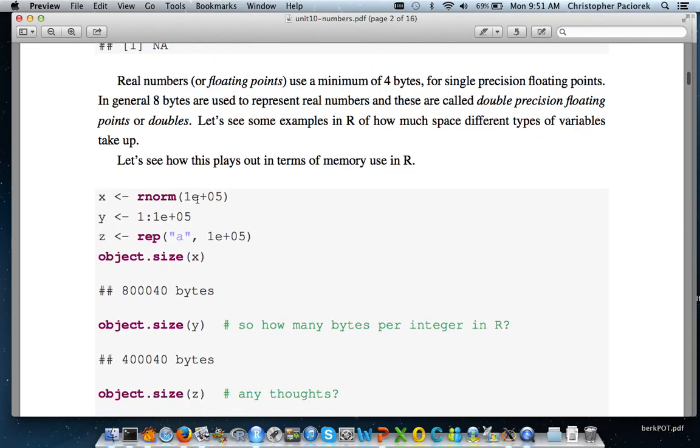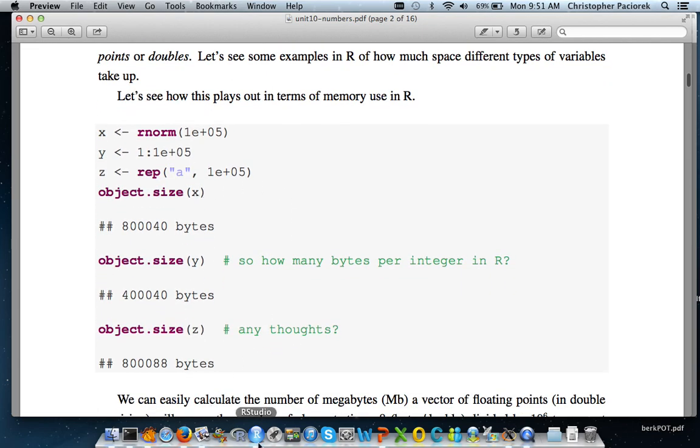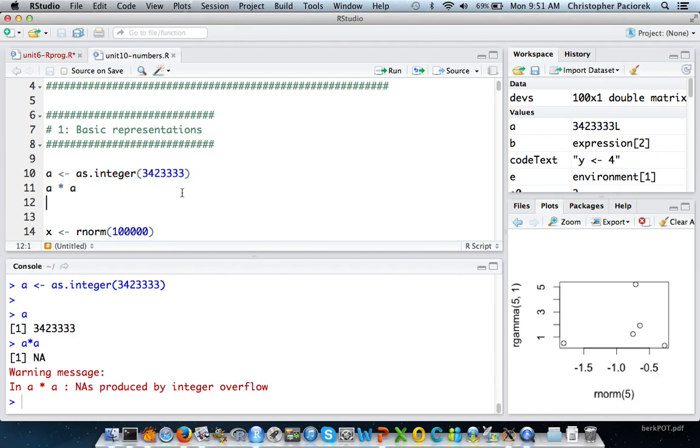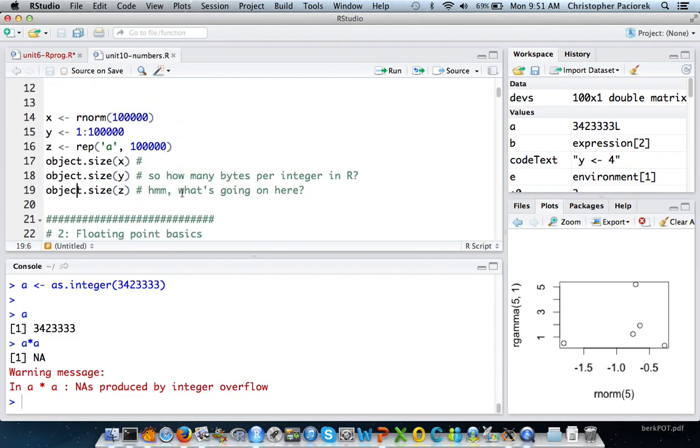So let's see if we can start to ferret out what's going on behind the scenes when things are being stored and manipulated in R. I'm going to make some vectors that are 100,000 long, and then we'll see how much memory they take up in R. First I'll create a vector of random normals, which will be stored as double precision floating points. Then I'll create a vector of integers, since the colon operator, as we've seen, produces integers as outputs instead of decimal numbers. And then I'll create a vector of characters. And we'll see what happens with those.